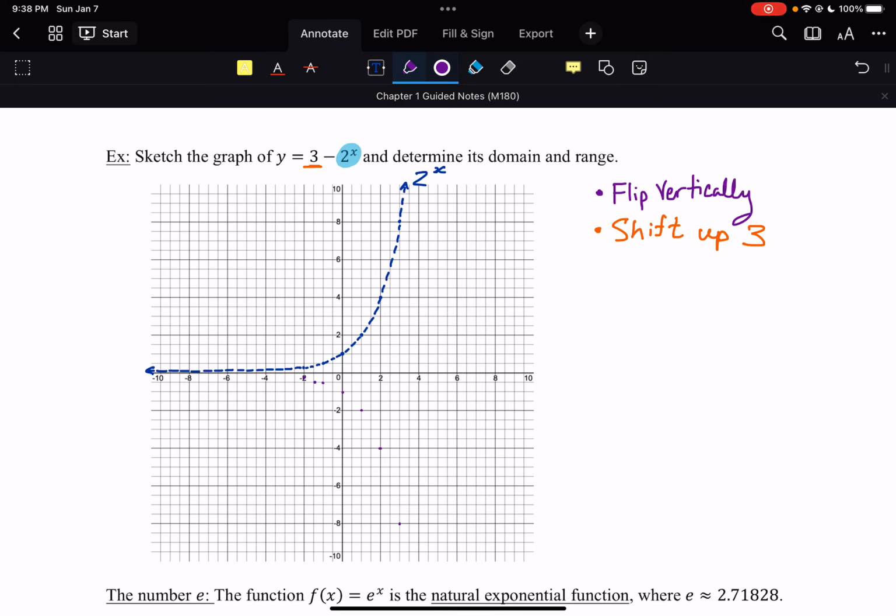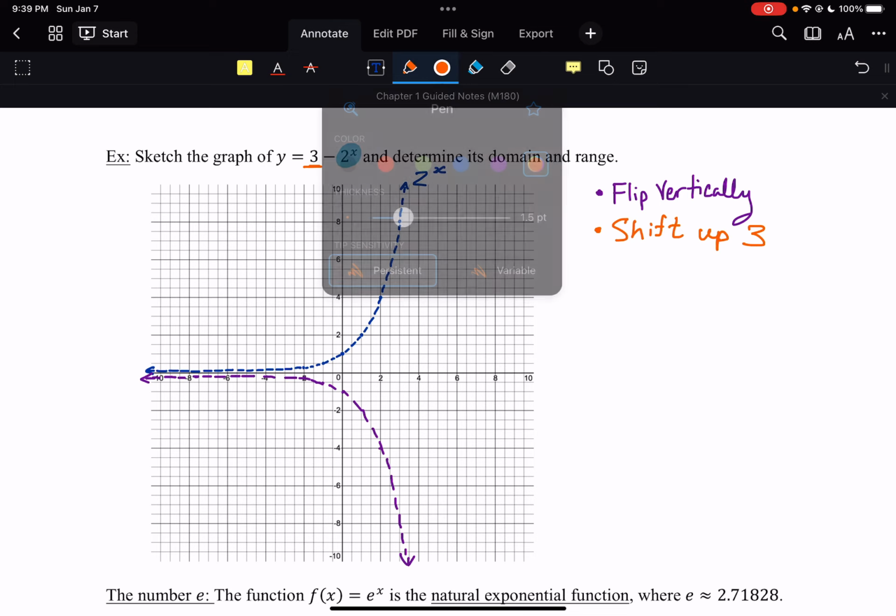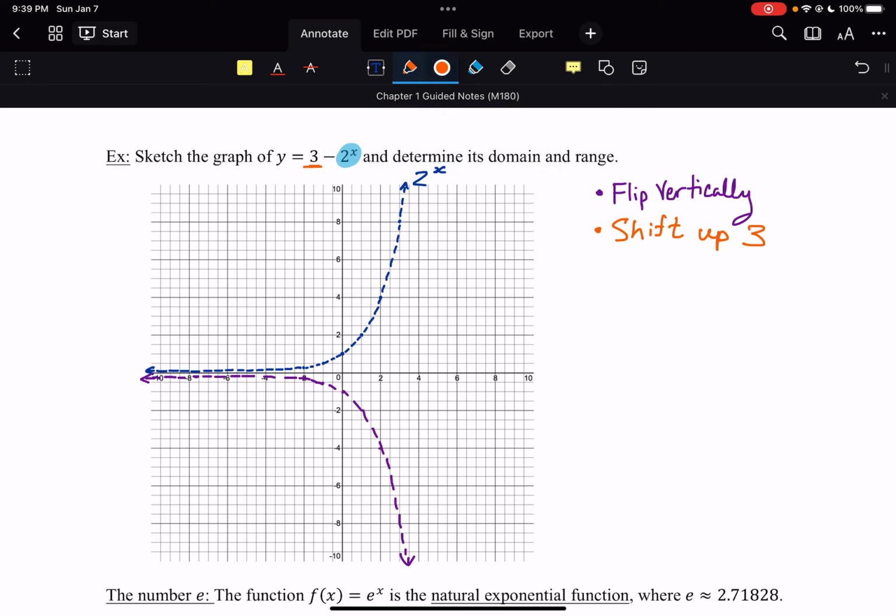Some of the major ones. And it is asymptotic, so it will never hit that x-axis. And there we go. It's going to grow downward forever. So that's the vertical flip. And then we shift it up 3 units to get the final version of this graph.